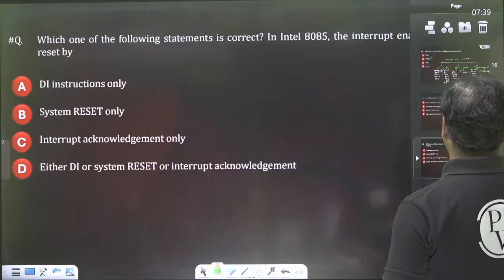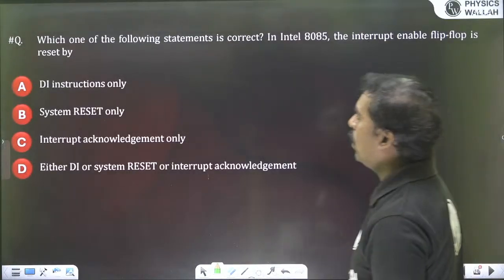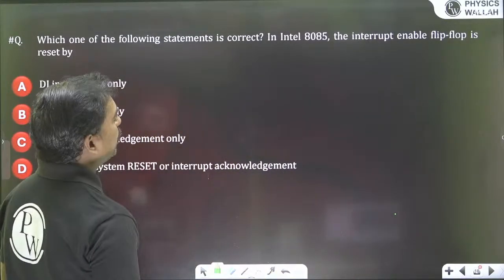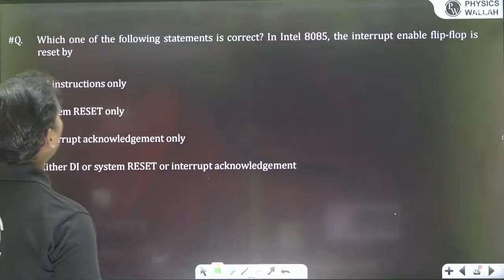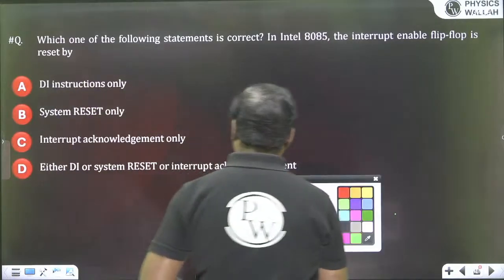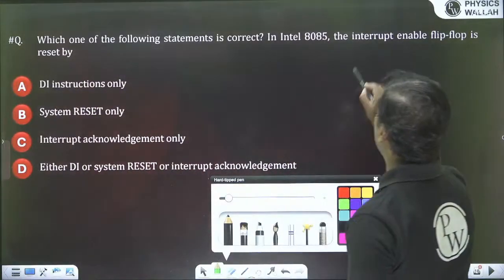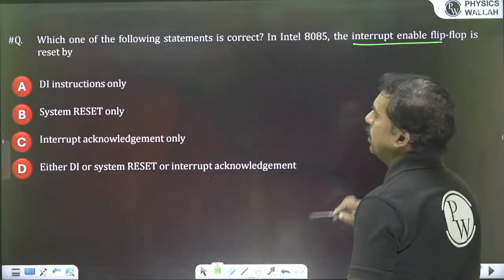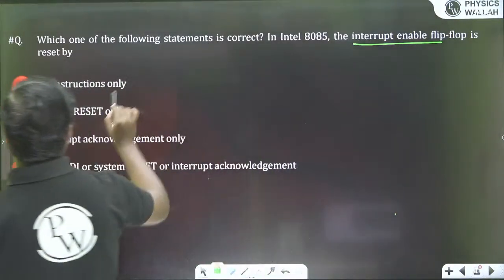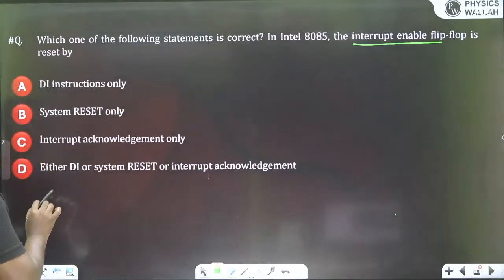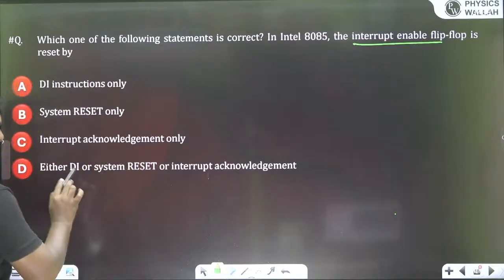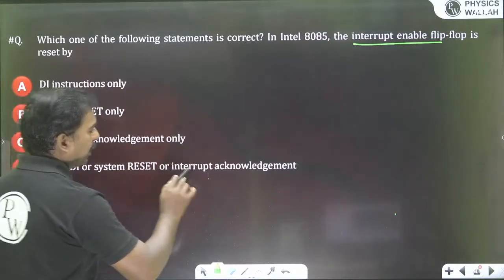Answer this question. Which one of the following statements is correct? In Intel 8085, the interrupt enable flip flop is reset by: DI instruction only, system reset only, interrupt acknowledge only, or either DI or system reset or interrupt acknowledge.